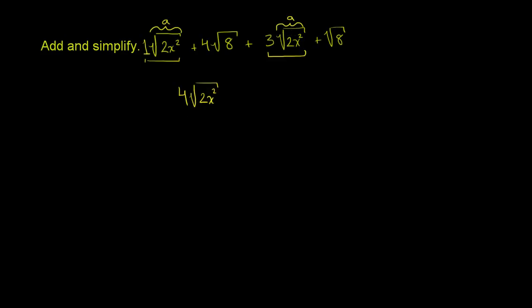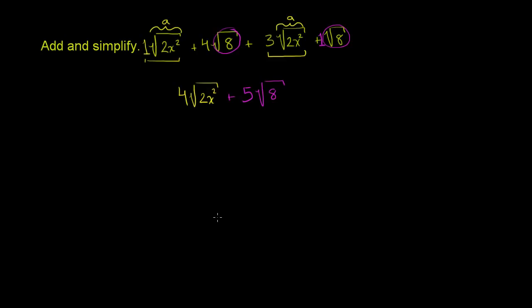So we added those terms, and then we want to think about, we have 4 principal roots of 8, and we have 1 more principal root of 8. So it's the same idea. You have 4 of these things that I'm circling in magenta, and then you have 1 more of these things that I'm circling in magenta. That 1 coefficient is implicit. So if I have 4 of something plus 1 more of something, it becomes 5 of that something. So plus 5 times the square root of 8.